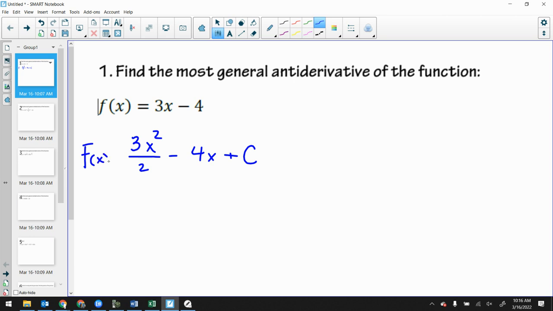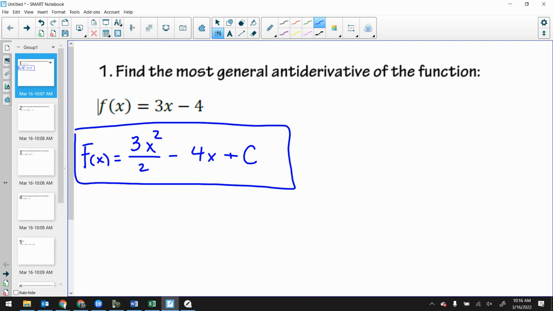So we were calling it capital F, right? You could say 1.5, you could say 3 halves, you could keep it as 3x squared over 2. I'm wondering what I said in my key. Let's take a look. 4951 quiz review. Yeah, I said 3x squared over 2 minus 4x plus c. Pretty simple, right? So let's keep making it a little bit more difficult.